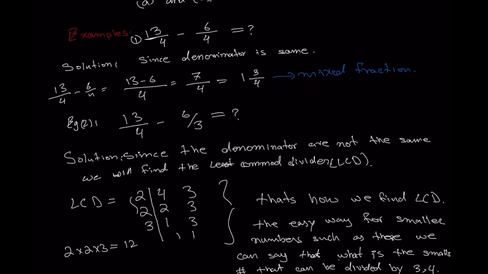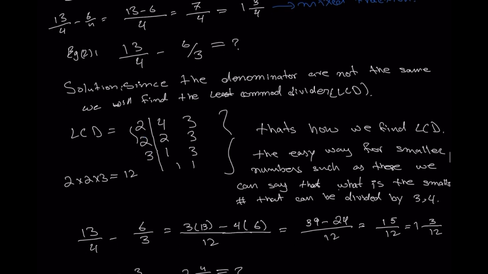So 4 divided by 2, we get 2. 2 divided by 2, we get 1. 3 is not divisible by 2, so we just bring it down until we get to this point. 3 divided by 3 is 1. So 2 times 2 is 4, 4 times 3 is 12. So 12 is our LCD, or we can simply multiply 4 by 3, which gives us 12.